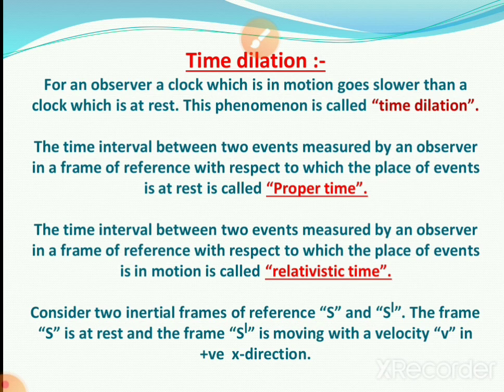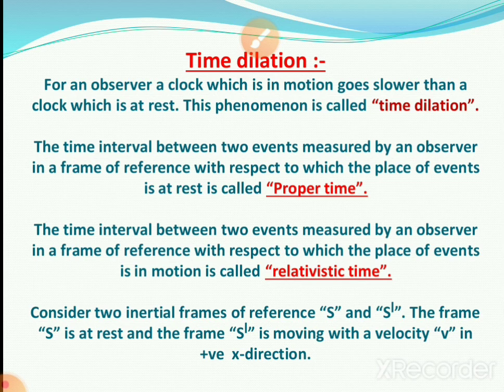Let us know what you mean by proper time and relativistic time. The time interval between two events measured by an observer in a frame of reference with respect to which the place of event is at rest is called the proper time.